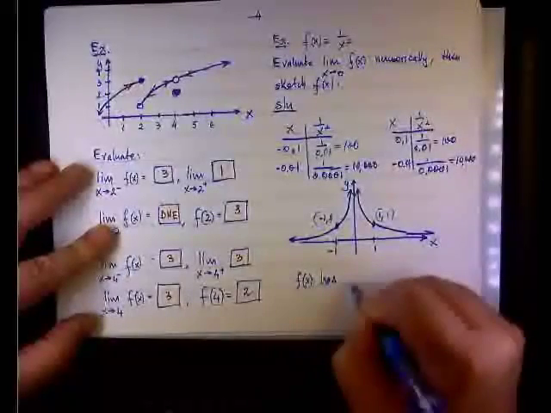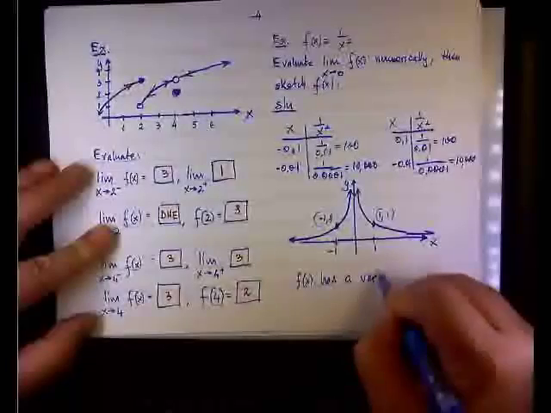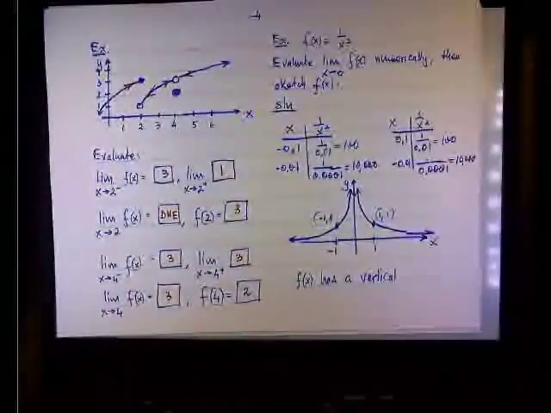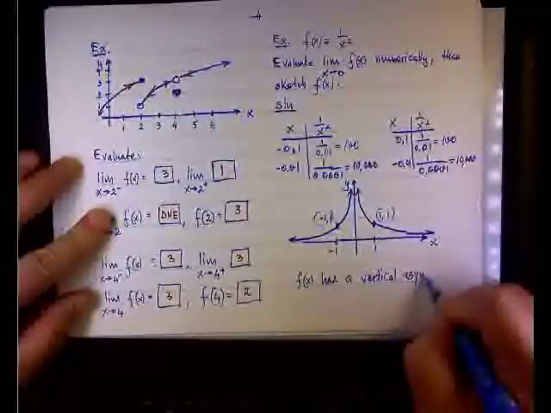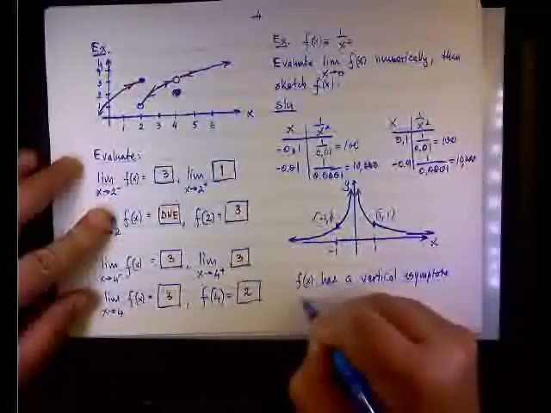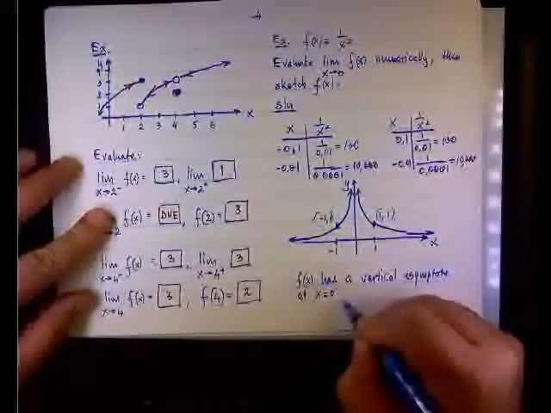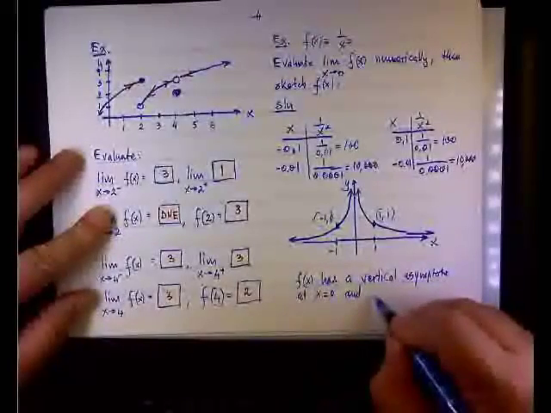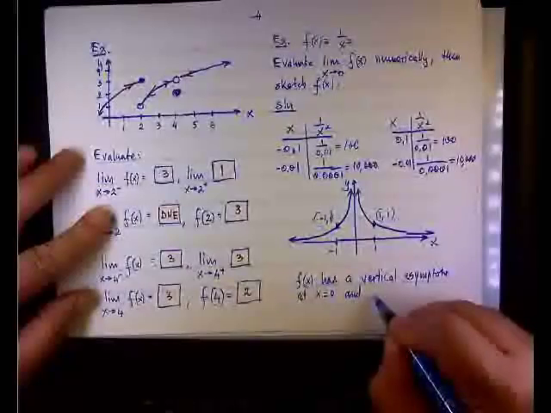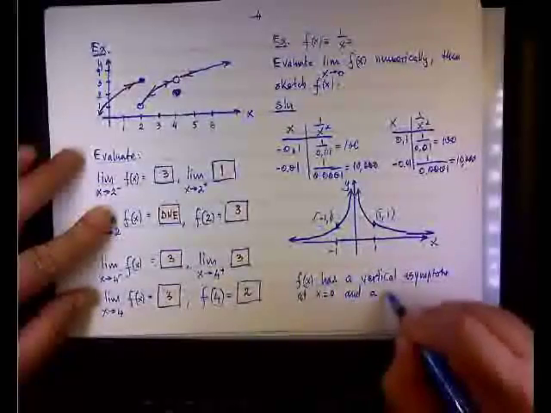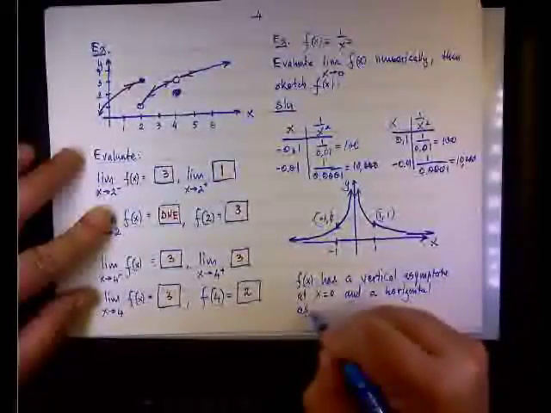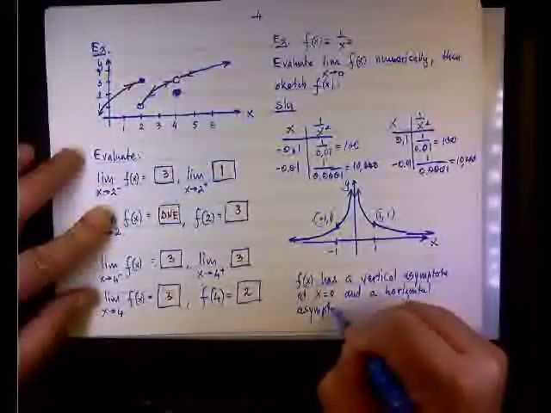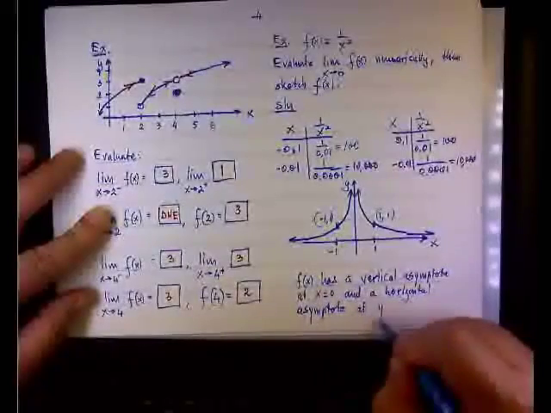f of x. My 5 minutes warning. Okay, so I have 5 minutes to wrap things up. So vertical asymptote at x equals 0 and a horizontal asymptote at y equals 0 plus.